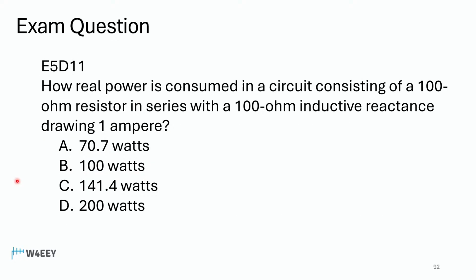How much real power is consumed in a circuit consisting of a 100 ohm resistor in series with a 100 ohm inductive reactance drawing 1 ampere? This is the one that we looked at, so you may remember. Bravo, 100 watts. And the shortcut to this one: 100 appears twice in the question, and 100 happens to be the answer. So you can either use the I squared R thing to get 100 watts, or just line up the 100s to get that one.